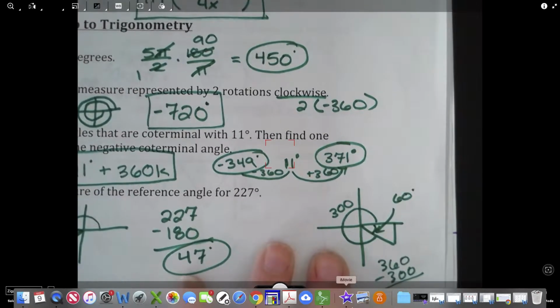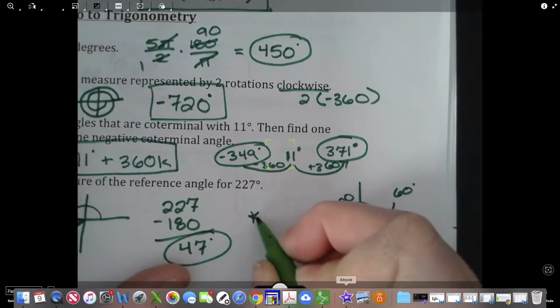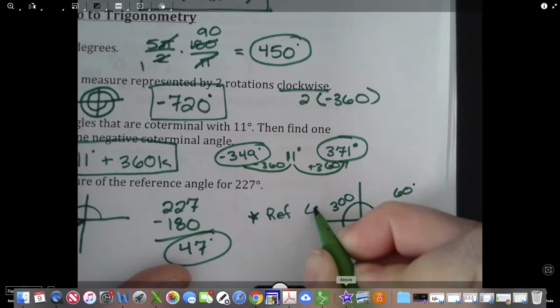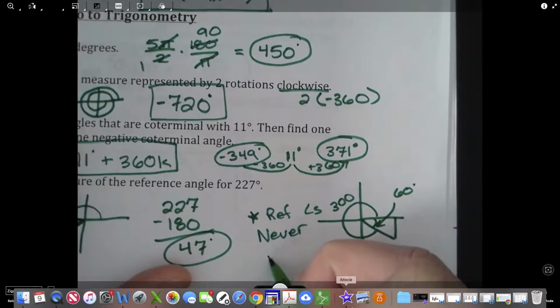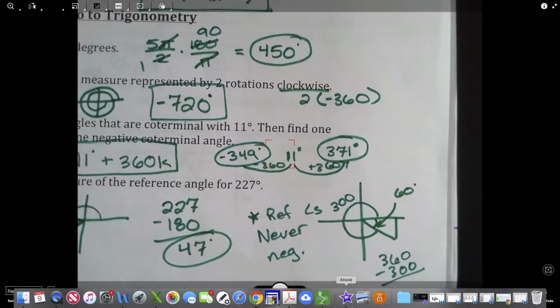So reference angles are never negative. I'm going to write that in here. Reference angles, never negative. Okay? Good, good? Yeah, last one. Woo! This is going to be short.